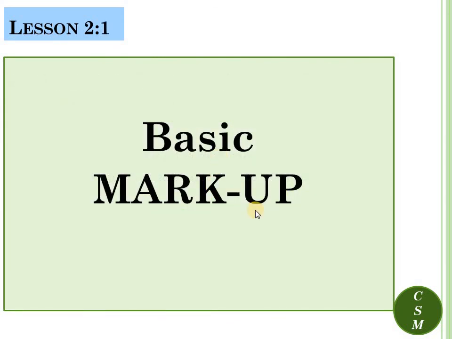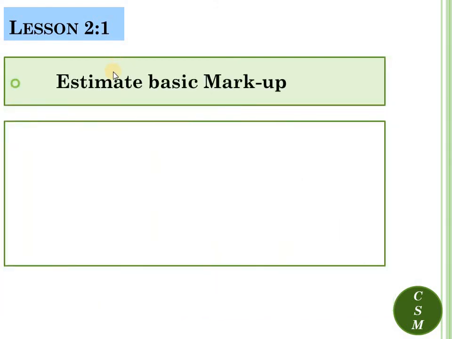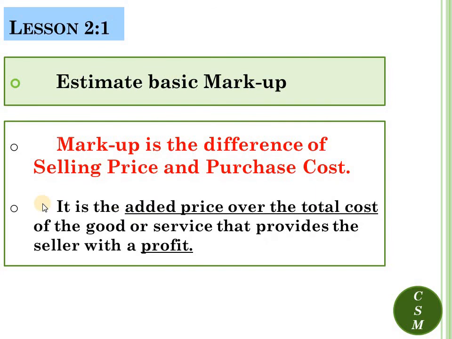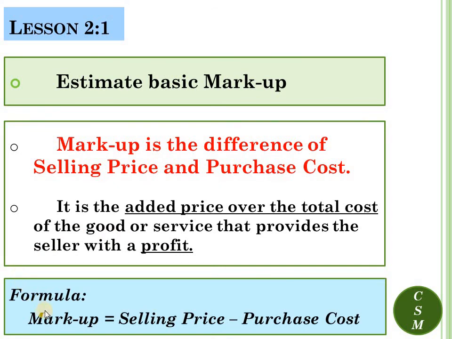Basic markup. Estimate basic markup. Markup is the difference of selling price and purchase cost. It is the added price over the total cost of the good or service that provides the seller with a profit. Formula: markup equals selling price minus purchase cost.